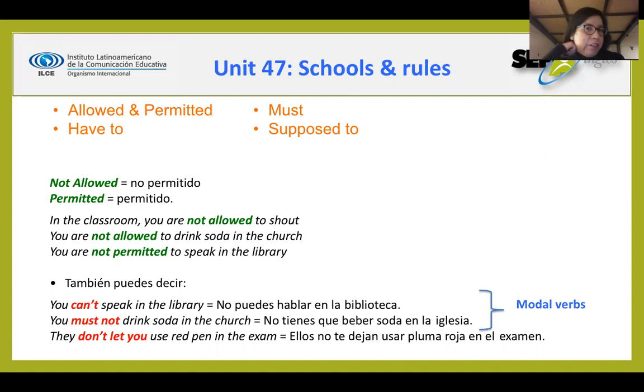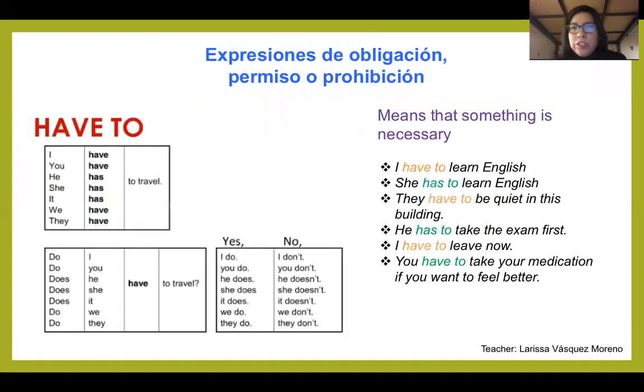Okay, what about have to and must? Let's go and check them. Okay, so have to. We use have to or has to, depending on the pronoun that we are using. We use it to express that something is necessary to happen. For instance, I have to learn English. She has to learn English. They have to be quiet in this building. He has to take the exam first. I have to leave now. You have to take your medication if you want to feel better.